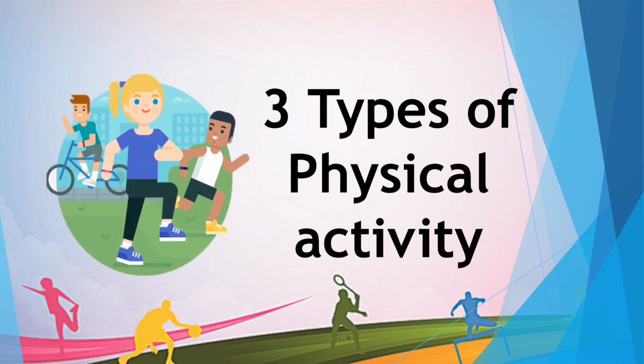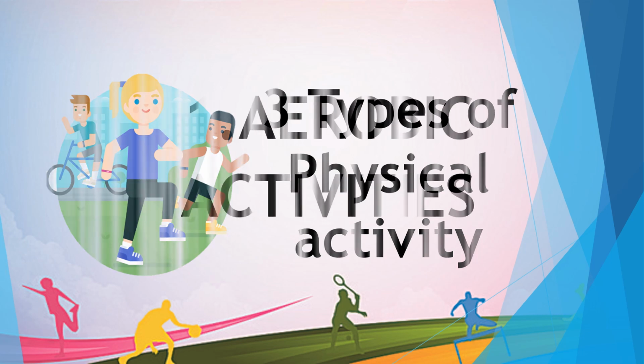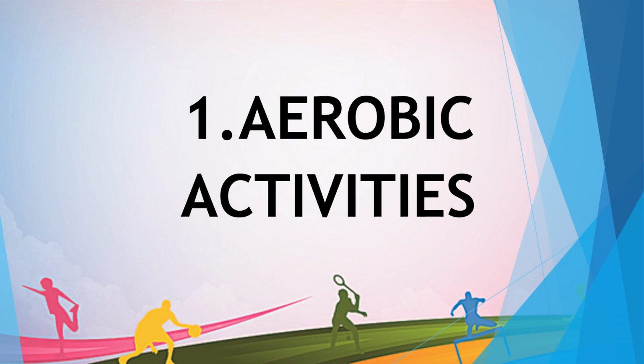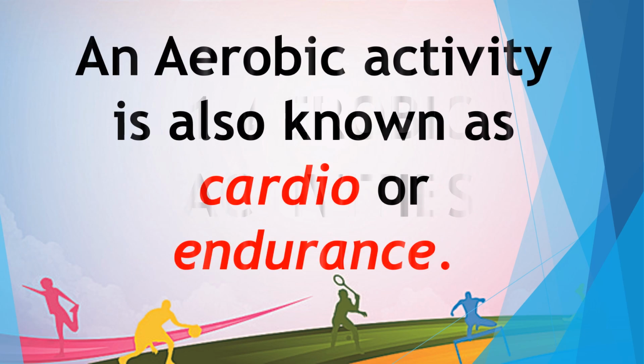We discussed the 4 domains of physical activities a while ago. Now we are going to discuss the 3 types of physical activities. First on the list, we have aerobic activities. Do you have any idea about aerobic activities? What is aerobic? An aerobic activity is also known as cardio or endurance. Most aerobic activities can strengthen our cardiovascular system, or most specifically, our heart and our lungs.